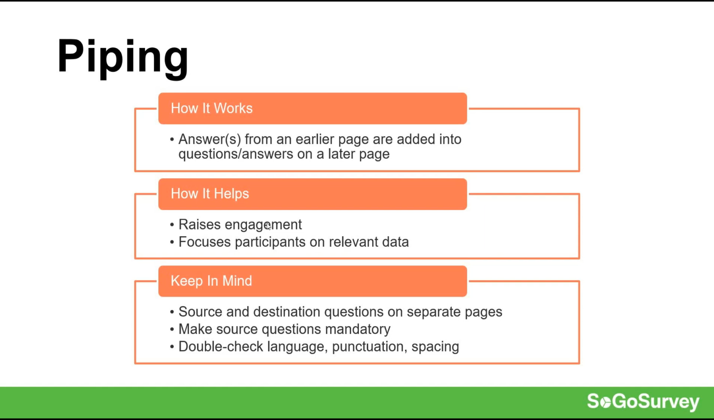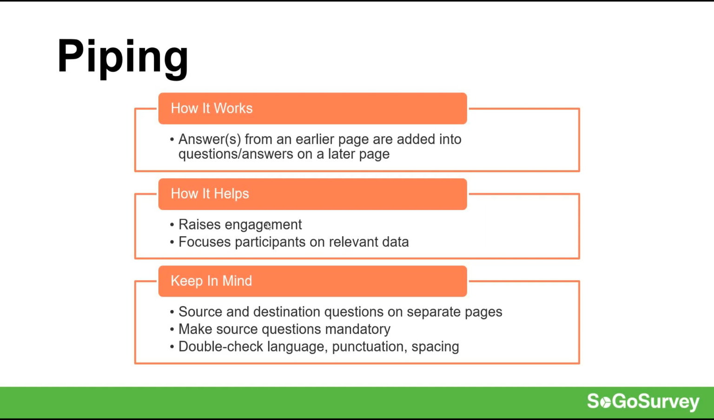Things to keep in mind: since it's taking from a previous page and entering it onto a later page, the source and destination questions have to be on separate pages. So you can't use piping within the exact same page. Also, since you're pre-filling information on a later page with information from a previous page, you want to make sure that the previous question is going to be answered, of course. So making the questions mandatory is going to be very strongly recommended.